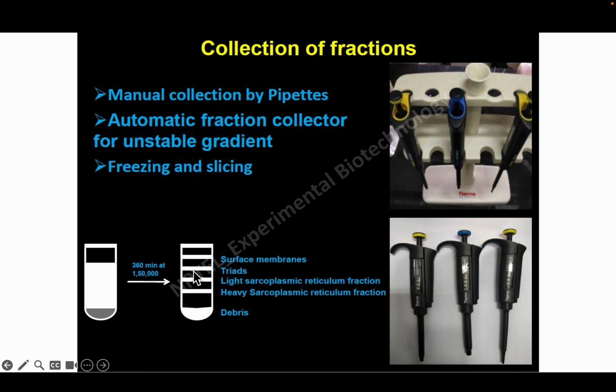So what you can do, you can collect those desired fractions from syringe also and from pipettes also. Manual collection you can do from pipette, or automatic fraction collectors are also there, and freezing and slicing, so you can freeze the whole sample and then slice, cut through it. These are the different possible processes for this collection.